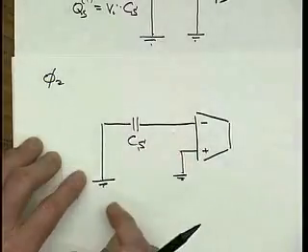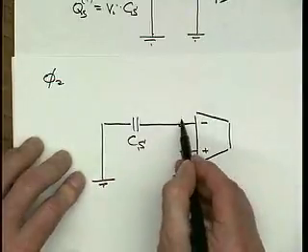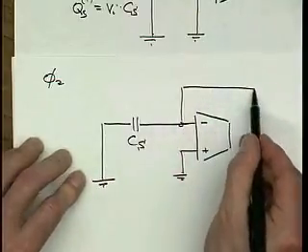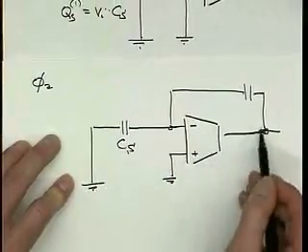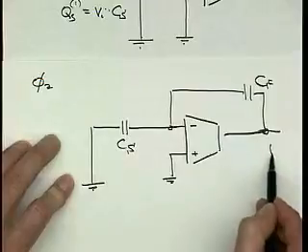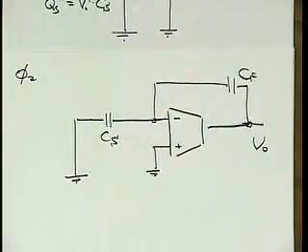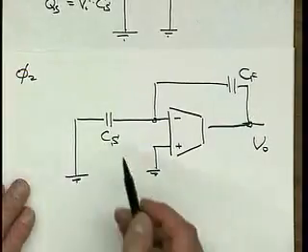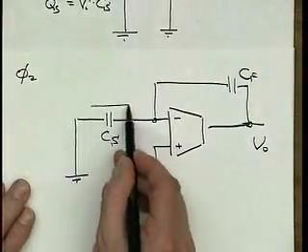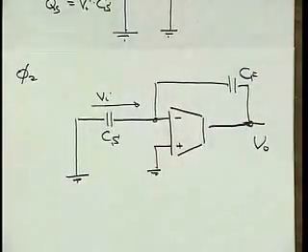CS is now connected to the input and shorted to ground on the other side, and CF now appears as AO. Okay, CF as a capacitor across. Okay, so what's going to happen? Well, at first, when we make this connection, CS is still charged, and the voltage across this CS is equal to Vi, right?